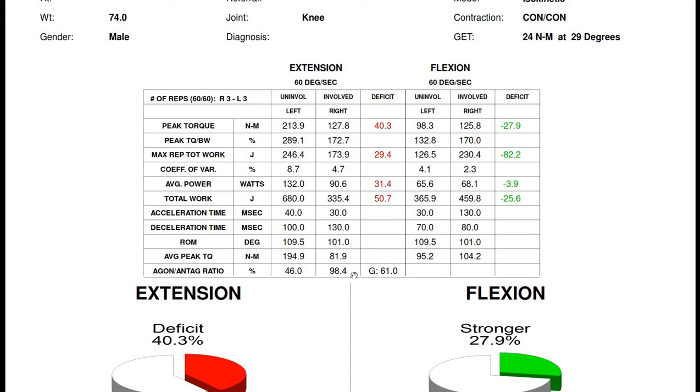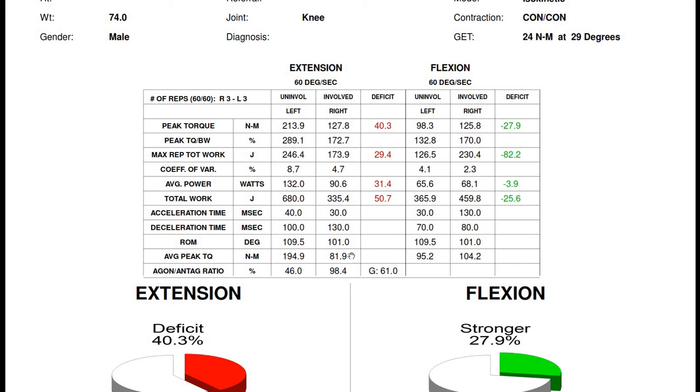So it's not really a ratio, it's a percentage, but never mind. We'll just gloss over that to show essentially how strong the agonist is compared to the antagonist. So as we said before, they give you normative values here for certain tests. If the quadriceps were producing 100 Newton meters of torque, then the hamstrings should be producing 61 Newton meters of torque at this angular velocity.